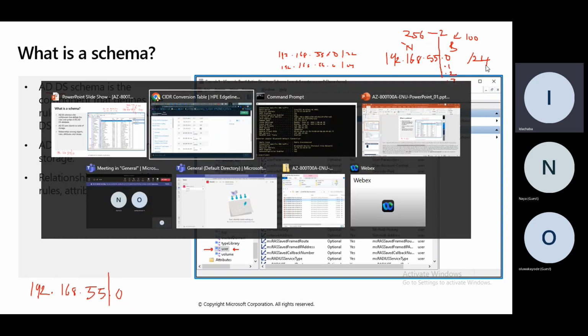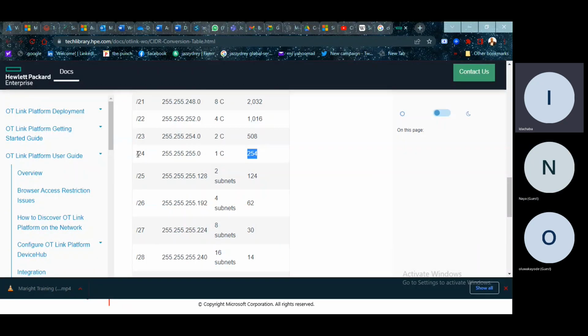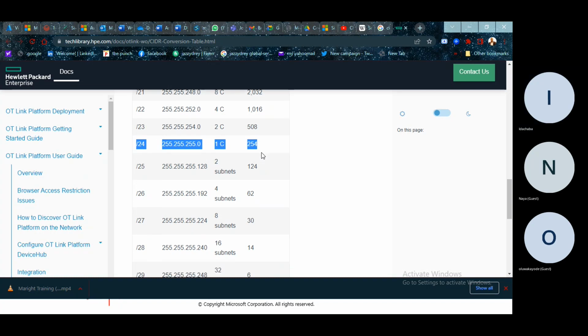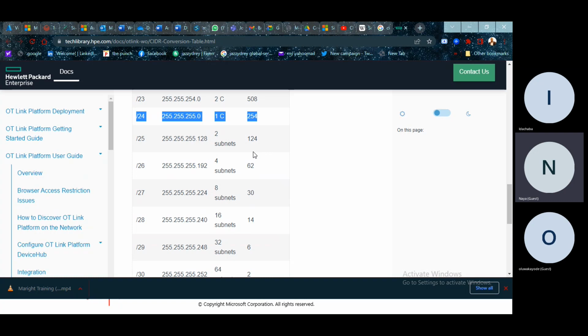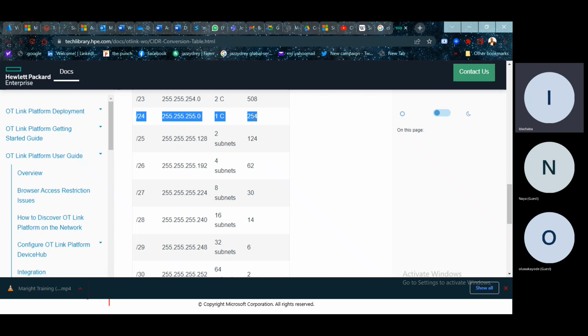Do you understand? Let me go back there again. Look at your /24. Anytime you see your /24, it means you can have 256 computers connected. You get the idea now? I mean 254 PCs, as in personal computers like laptops and desktops, can be connected to that network. Anytime you are seeing /24, don't forget, especially for you, Naya, since you are doing IT, purely IT. Do you understand? Okay.